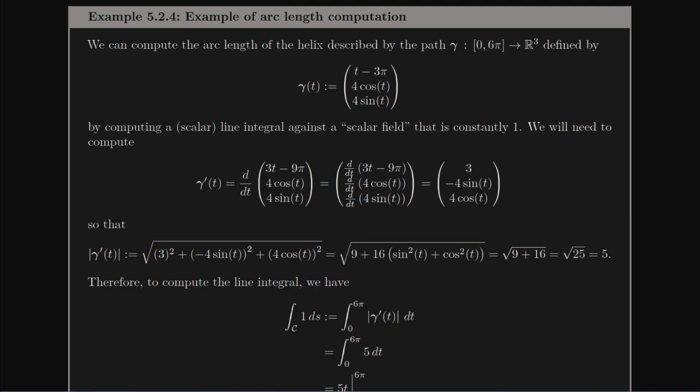We're going to try to compute the arc length of a helix described by the following path. This is gamma, which goes from 0 to 6 pi, outputting into R3: t minus 3 pi in the first entry, 4 cosine t in the second, and 4 sine t in the third.